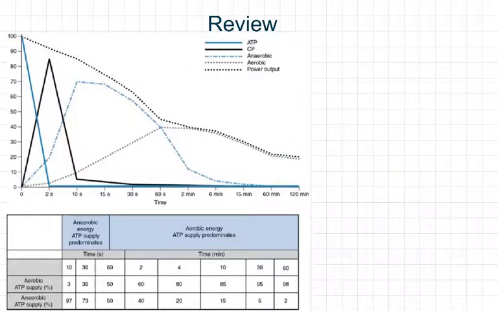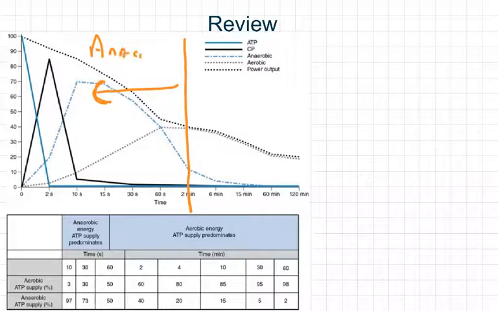Another way to look at this is dividing the duration at the 2-minute mark. Typically, anything to the left of 2 minutes, basically from 0 seconds up to 2 minutes, is going to be anaerobic in nature. And anything to the right, greater than 2 minutes, is typically going to be aerobic in nature.